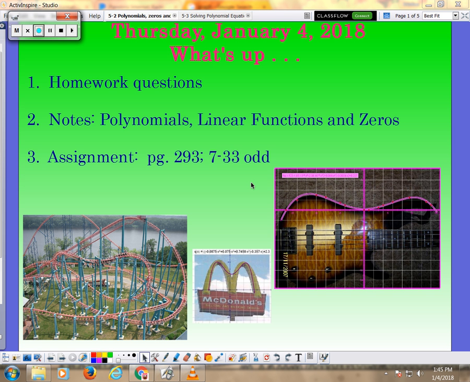All right, so notes. Do we title them? Polynomials, linear functions, and zeros. So we got our notes titled. Titling our notes that we are doing.